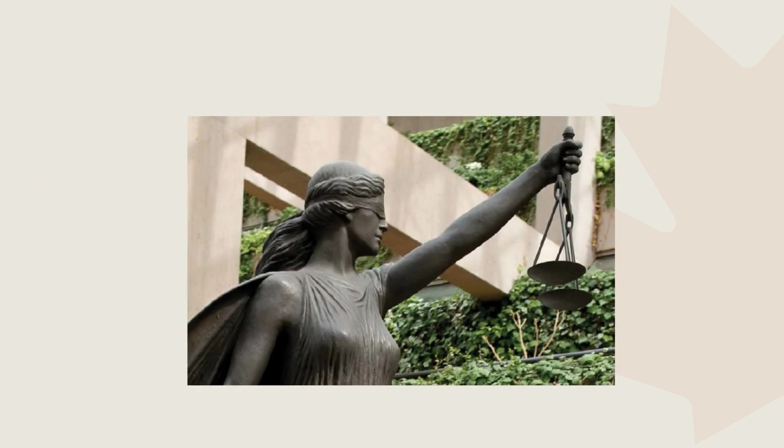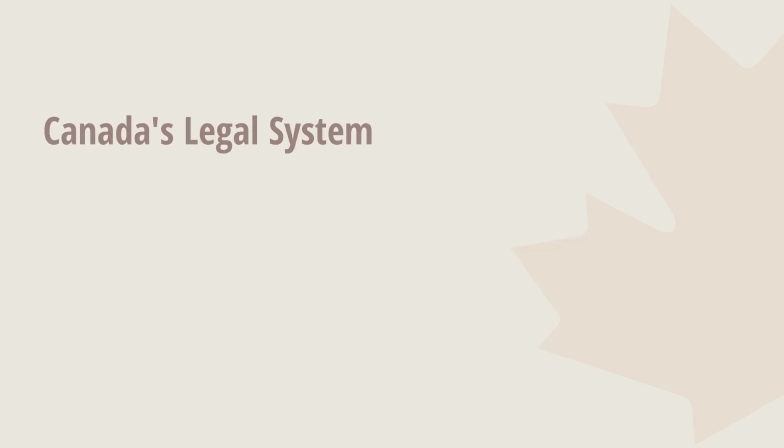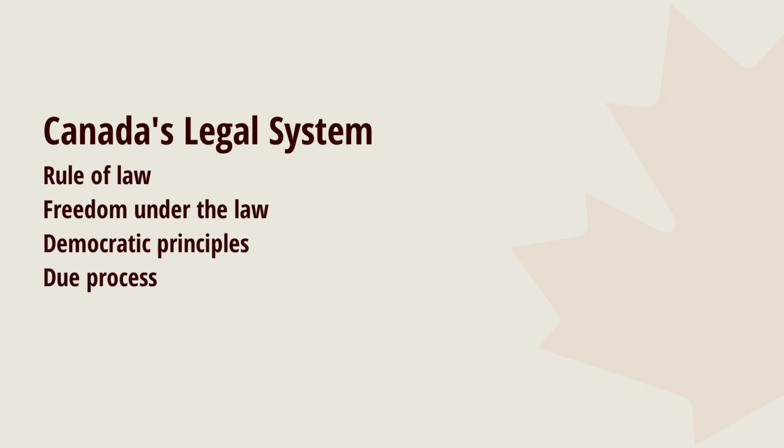You see an image in your guide of a woman with a blindfold on. This is a statue, and it's called the Scales of Justice. It reminds Canadians that the laws must only consider the facts in order to be fair. Canada's legal system is based on these four things: the rule of law, freedom under the law, democratic principles, and due process.